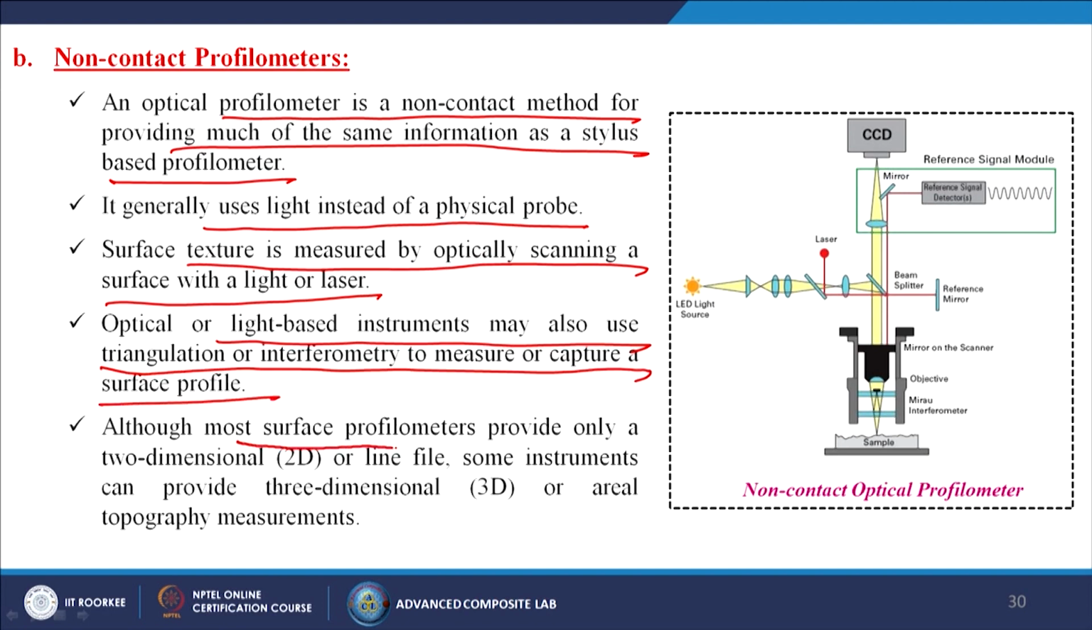Although most surface profilometers provide only a 2-dimensional or line profile, some instruments can provide 3-dimensional or areal topography measurements. So, in this particular case we are using some kind of laser or light source to measure the surface roughness, and your stylus is not touching your sample. That is why it is known as the non-contact profilometer, and this is the working principle.